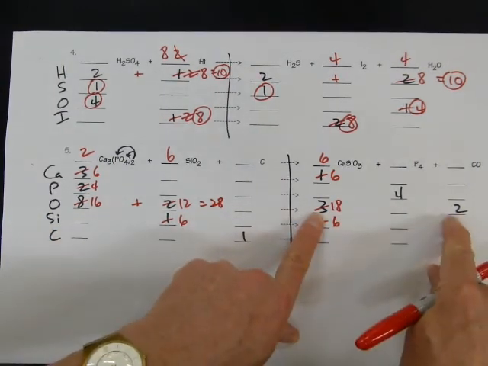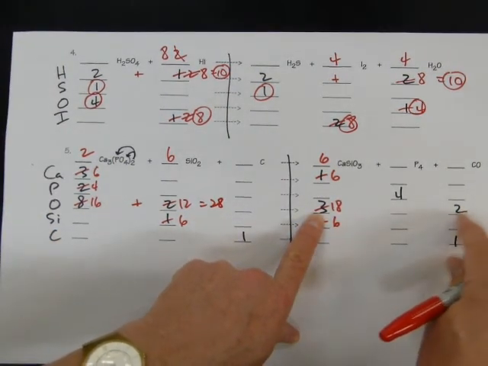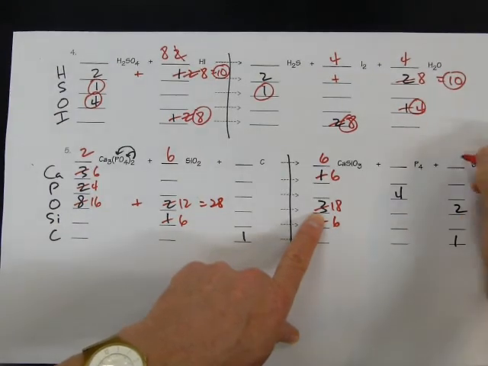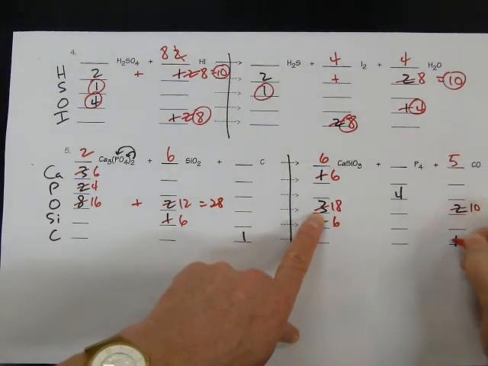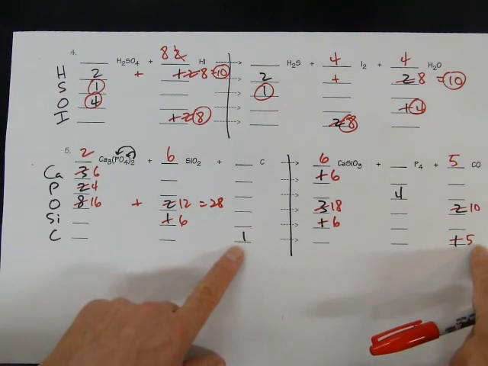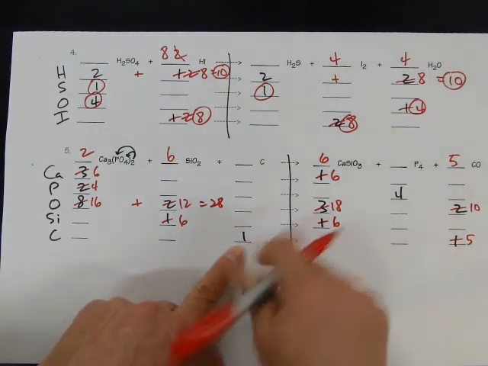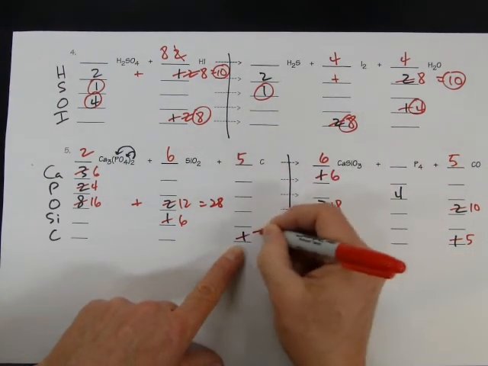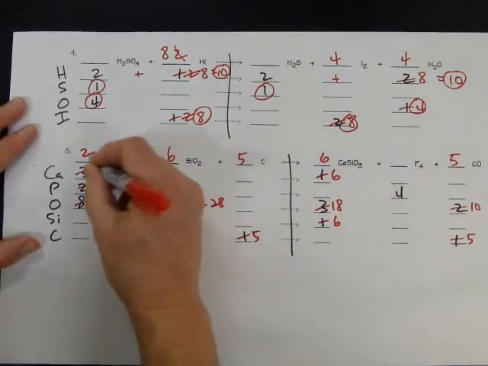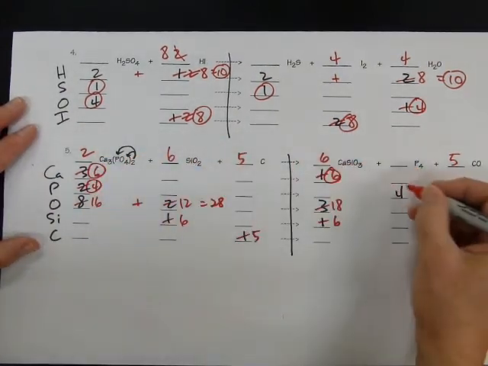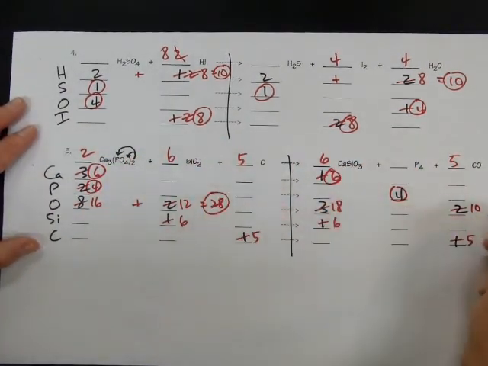18 plus what would be 28? I need that to be a 10. So I'm going to multiply this by 5 to make that 10, and that becomes 5. And that 5 and that 1 don't balance. So I can go over here and I can make that a 5. And now it balances. 6, 6, 4, 4, 28, 18 plus 10 equals 28, 5, and 5.